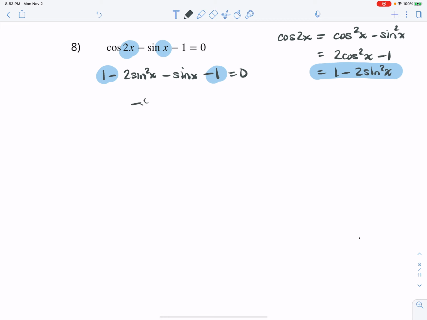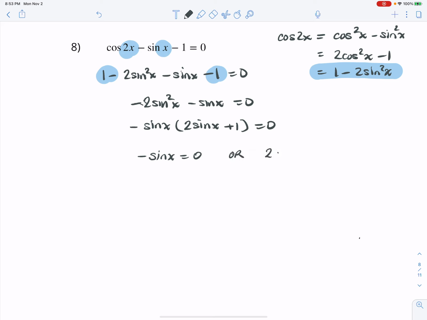So we have negative 2 sine squared x minus sine x equals 0. I think we're on easy street now. So I'm going to factor out a negative sine x, because it is a common factor, and pulling out a negative is always a good idea. Cleans things up somewhat. So this tells me that negative sine x is equal to 0, or 2 sine x plus 1 equals 0. Well, here we are again.